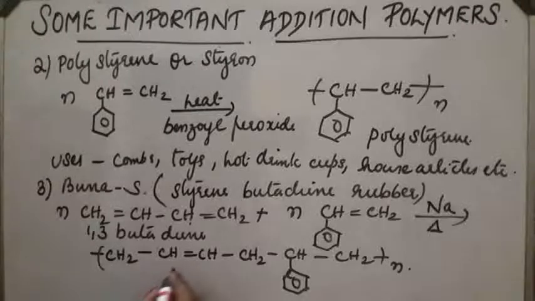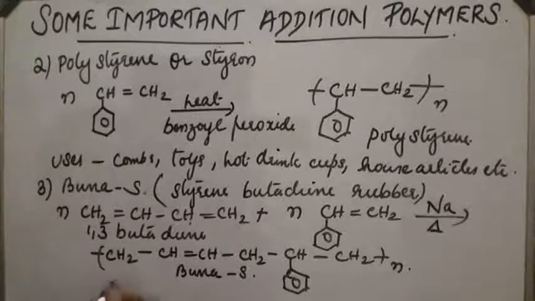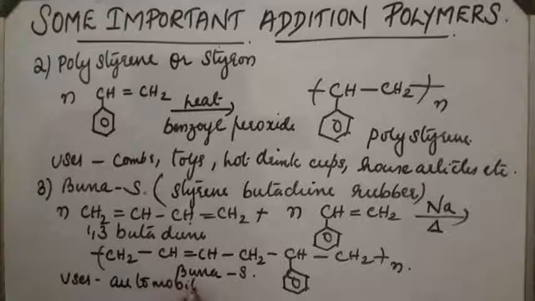Okay, Buna-S. Its properties are that it is rigid and extremely resistant to wear and tear. So it is superior to natural rubber. So it is used for making automobile tires. Uses: automobile tires.